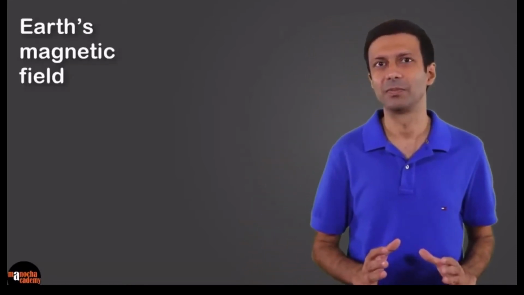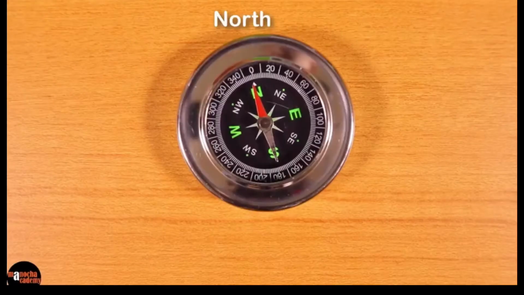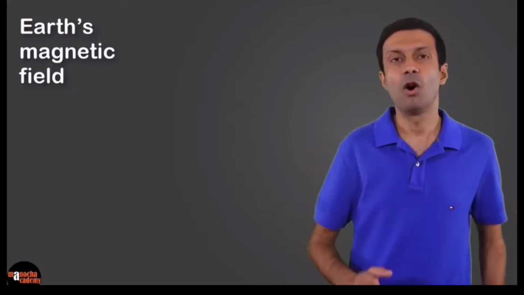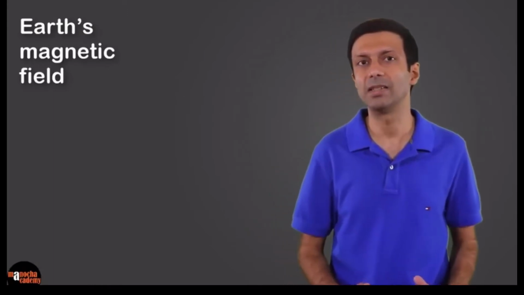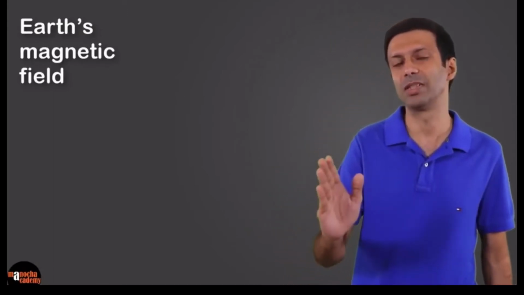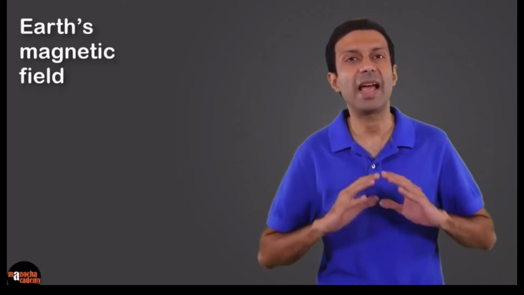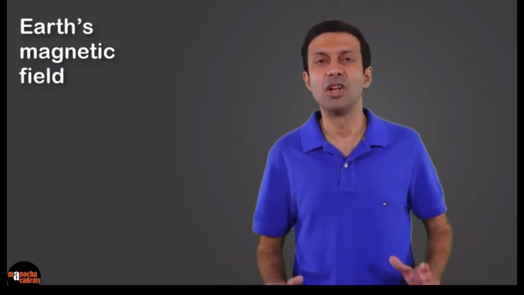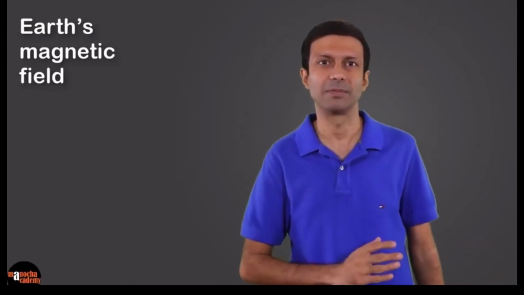Now let's talk about the Earth's magnetic field. We know that the Earth has a magnetic field all around it, since when we use a magnetic compass, it automatically points in the north direction. Or if you take a freely suspended magnet, then the north pole of the magnet will automatically point towards the north direction. This is in the absence of any other magnet. So it's the Earth's magnetic field that aligns the compass.